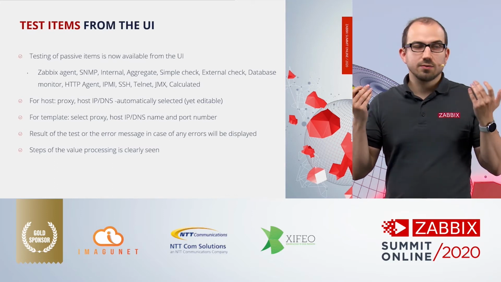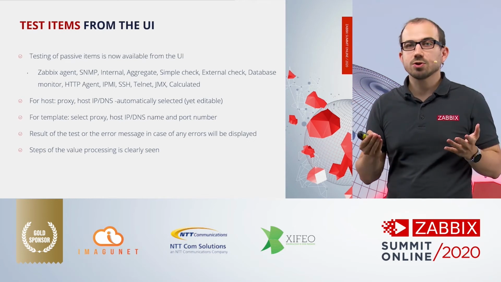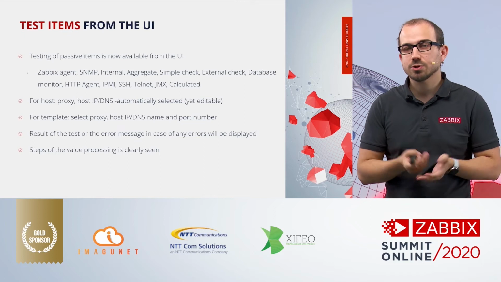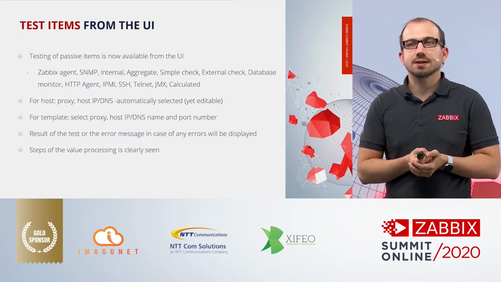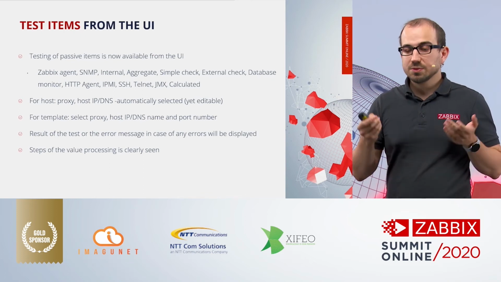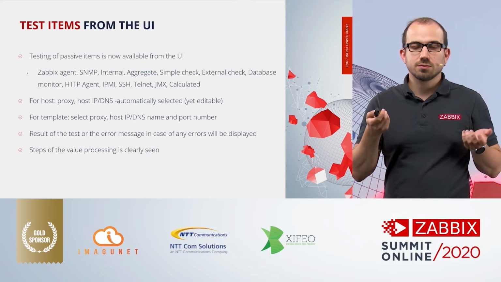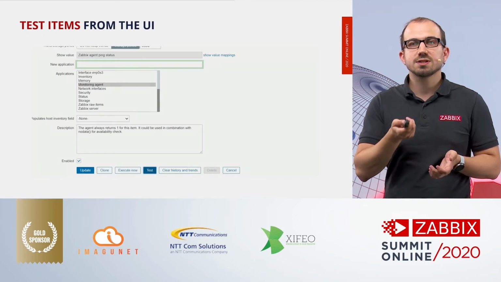You can select, for example, what interface you will use, and even what proxy. And if, let's say, the host is already monitored by some proxy, it will be automatically pre-selected for you. For template, of course, you can select each of those settings individually. If something fails, you will see an error with description, and of course, you will see even the pre-processing steps over there. So how does that look like?